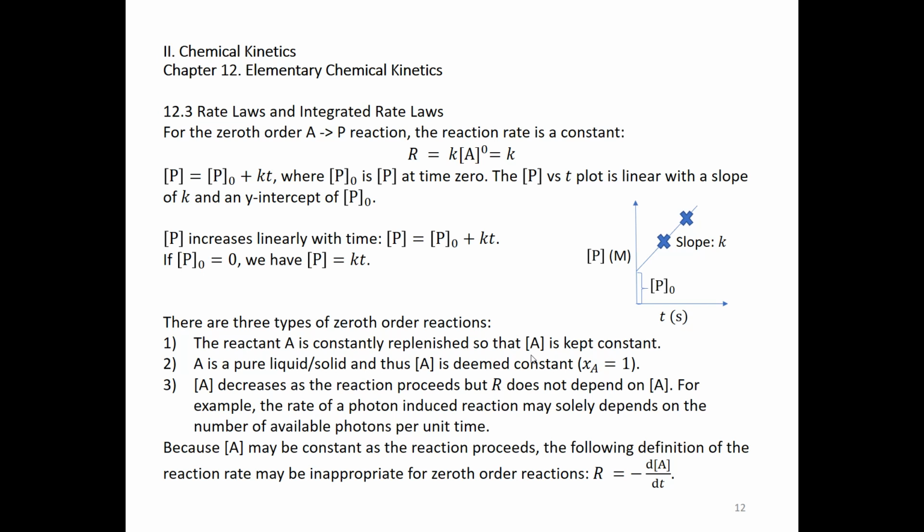Because A may be constant as the reaction proceeds, we don't usually like to use this equation to define the reaction rate R. What if A is always replenished, or A is a pure liquid, and then dA is just 0, then R is 0, and that's not true. So very often we do not use this equation for the reaction rate. Instead, we say the reaction rate is equal to dP over dt for the zeroth order reactions.